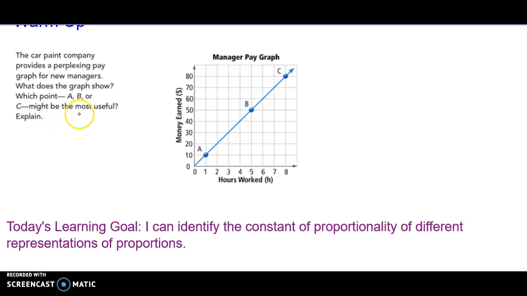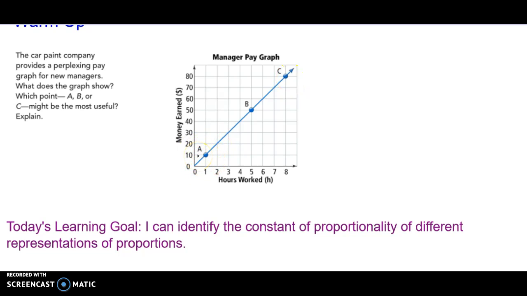We want to know which point, A, B, or C, might be the most useful for helping us understand the pay for managers. Obviously we have one point that is unique in that it tells us the unit rate. It tells us the pay per 1 hour. So in 1 hour, you're going to earn $10. That is the most useful because we can then take this unit rate and make any constant multiple I want. I could easily calculate point B, 5 hours working would equal $50, or point C, 8 hours working would equal $80, if I know point A.